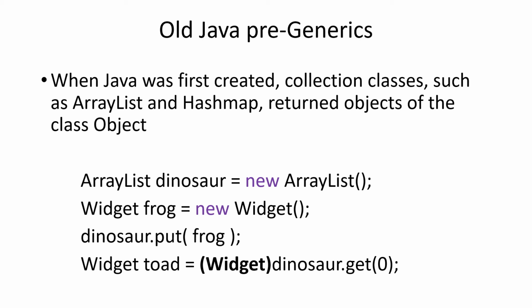At one time, Java did not have generics, and so certain classes, such as ArrayList, HashMap, and other collection classes, took parameters that were objects and returned objects of the class Object. Therefore, whenever you returned a value, you had to cast it to the proper type. Of course, in this way, you could have an ArrayList of any sort of objects.